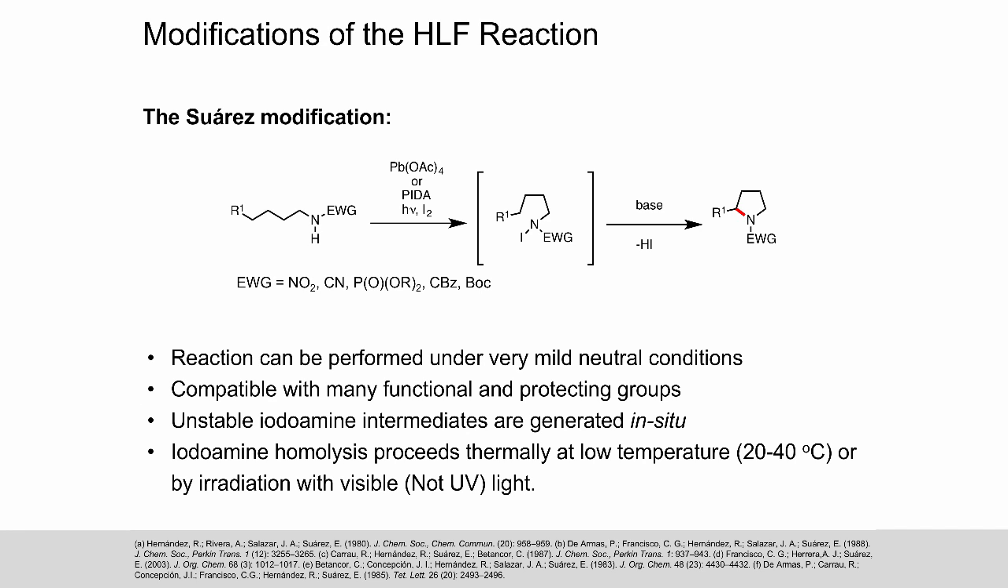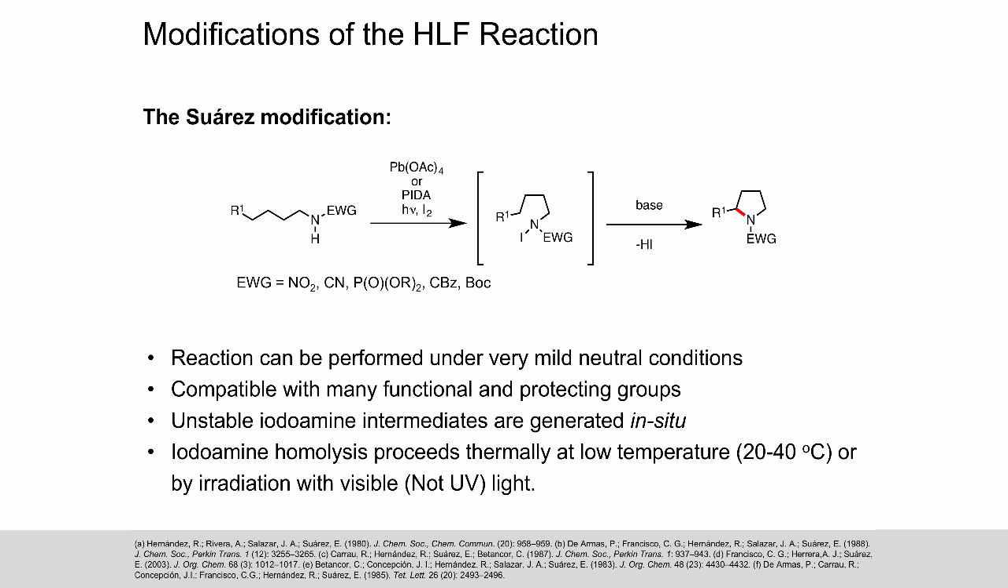Possibly the most important modification of the HLF reaction was first reported by Suarez et al. in 1980. Initially reporting a process using neutral conditions for the HLF reaction of N-nitroamides, the reaction was explored and optimized, expanding the substrate scope so that this transformation was effective for N-cyanamides, N-phosphoramidates, and carbamates. All of these species react with hypervalent iodine reagents in the presence of molecular iodine, generating a nitrogen-centered radical via homolytic fragmentation of the iodoamide intermediate. This then proceeds via the established pathway to the heterocycles.